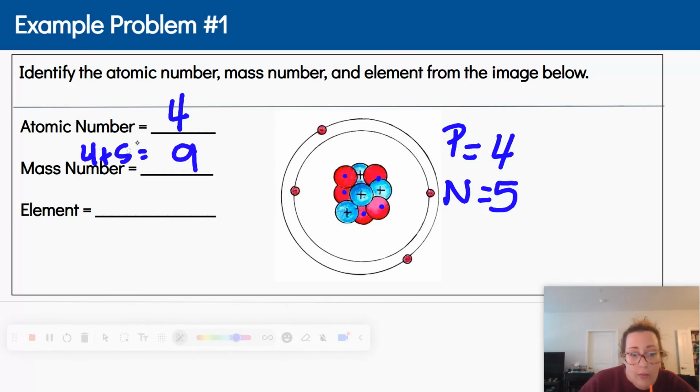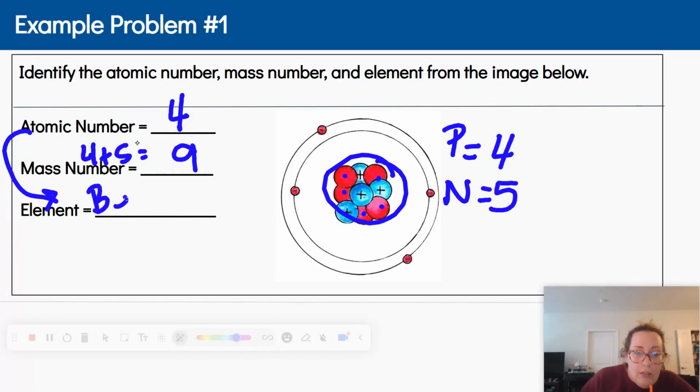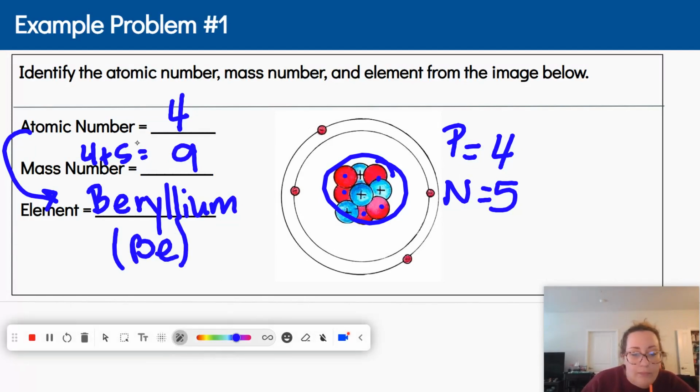So you can either do it that way where I added the protons and neutrons together, or because we have a picture, you can just add up the whole center. And then the element, which is identified by the atomic number, the element that has the atomic number 4 on your periodic table is going to be beryllium, which has the symbol Be.